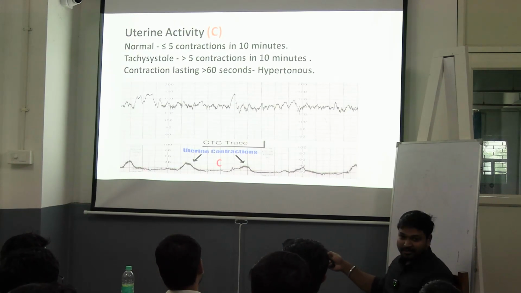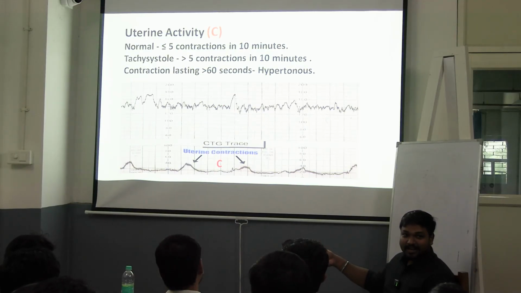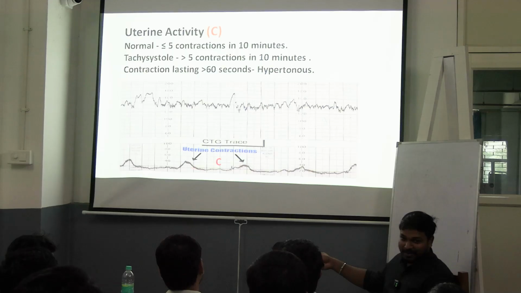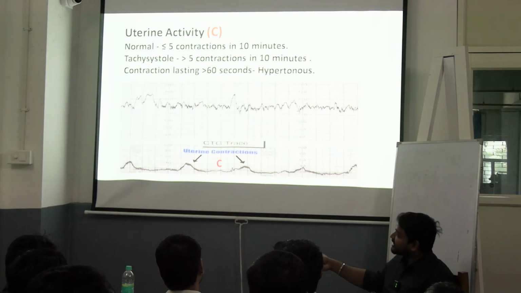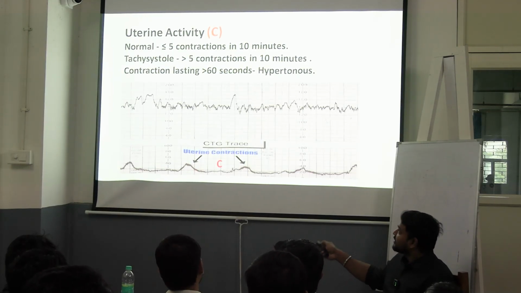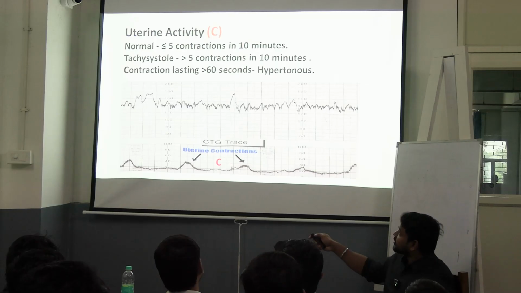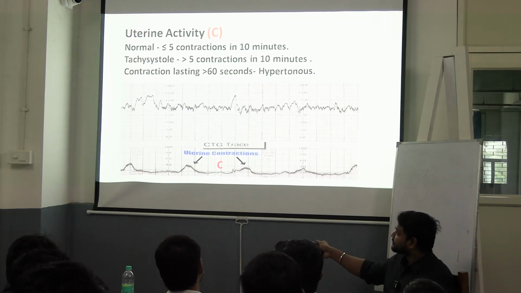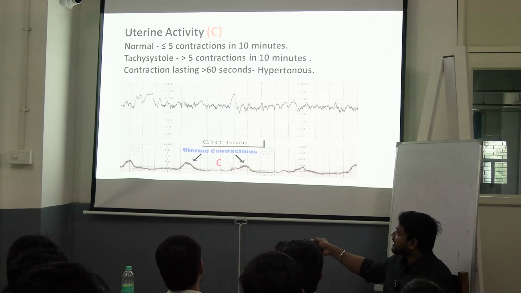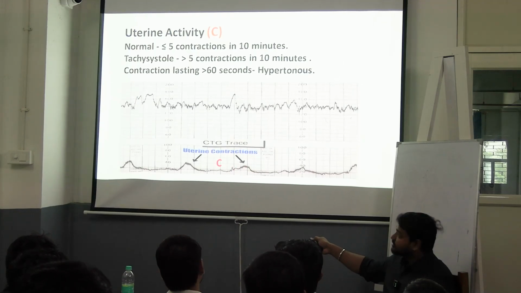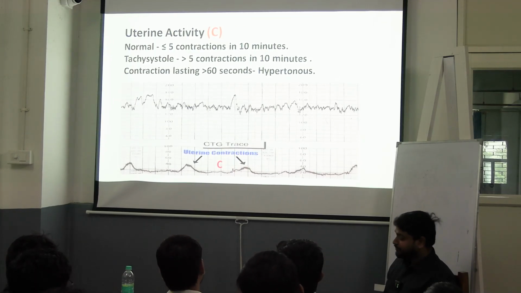This is x. Everyone look carefully, I'll ask questions. From here to here it is 1 minute. Yes, so the contraction is lasting for 1 minute. If the contraction is lasting more than 60 seconds, it is hypertonus. See here the contraction is lasting more than 1 minute. So there is a hypertonus here.